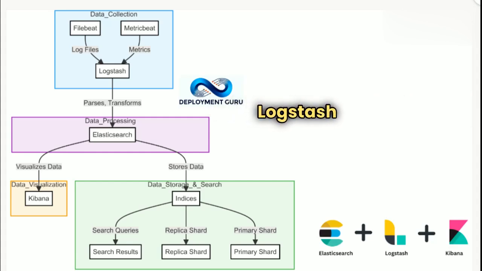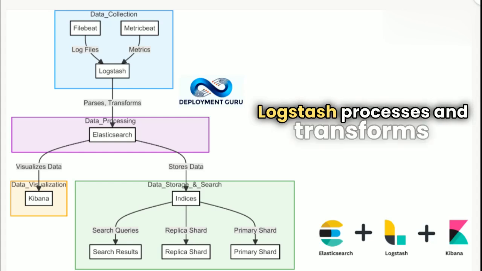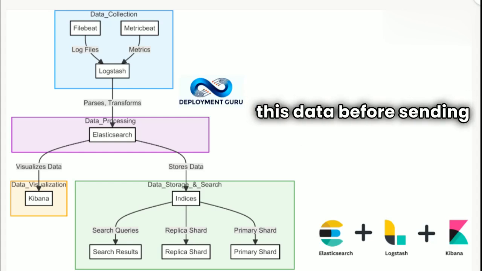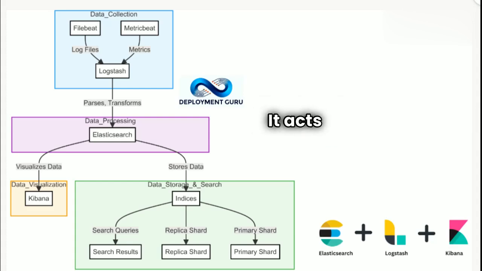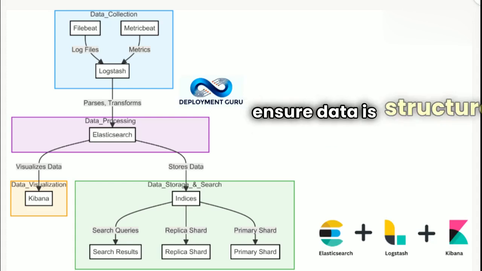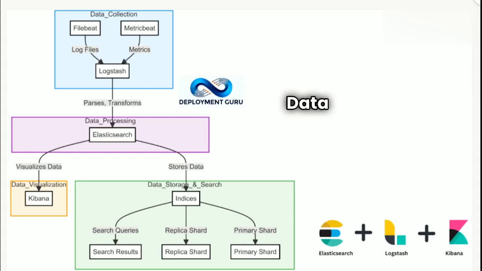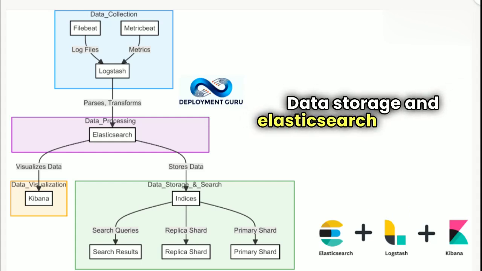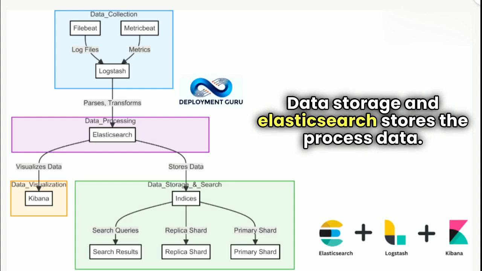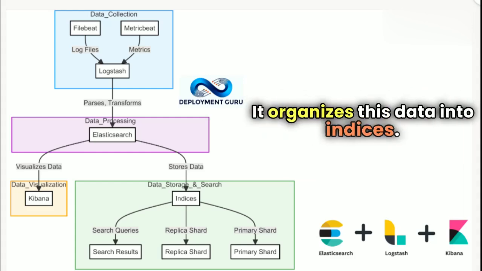Data processing: Logstash processes and transforms this data before sending it to Elasticsearch. It acts as a pipeline to ensure data is structured and optimized. Data storage and search: Elasticsearch stores the processed data. It organizes this data into indices.